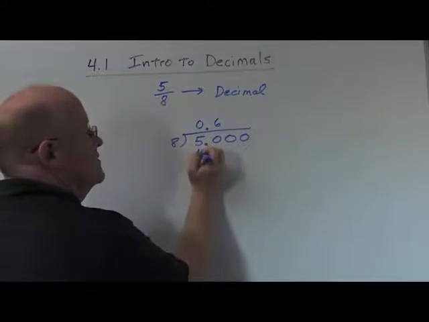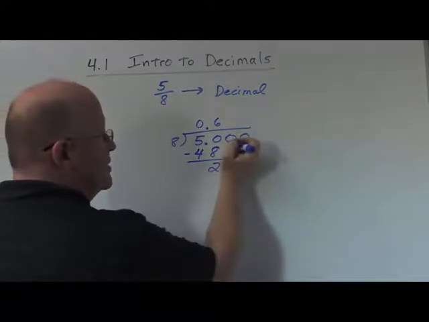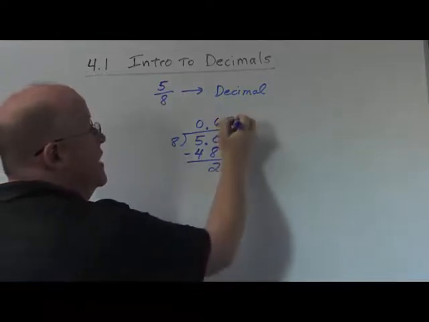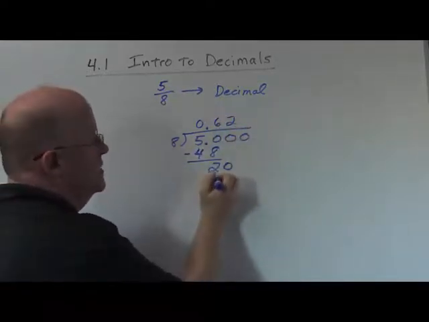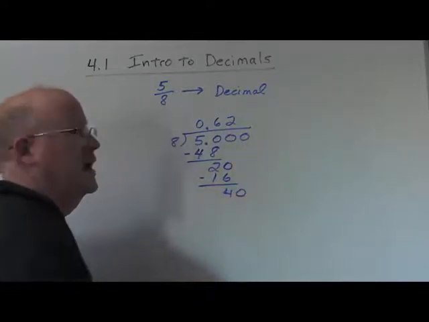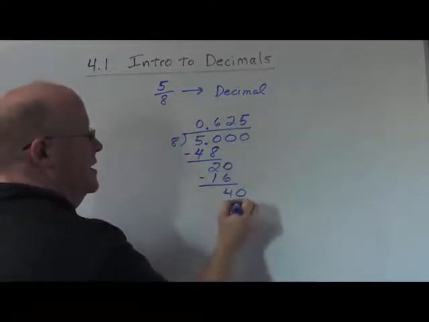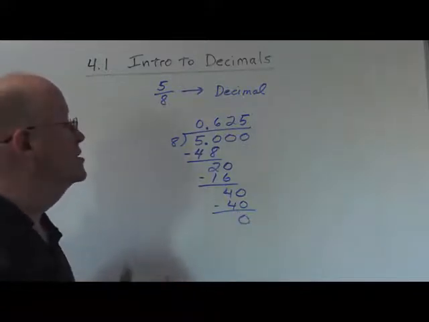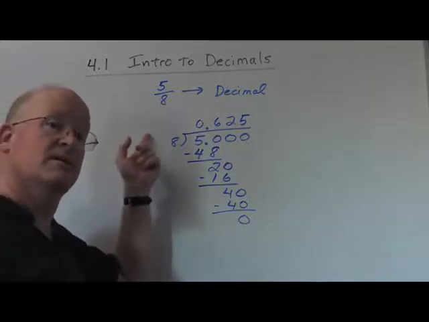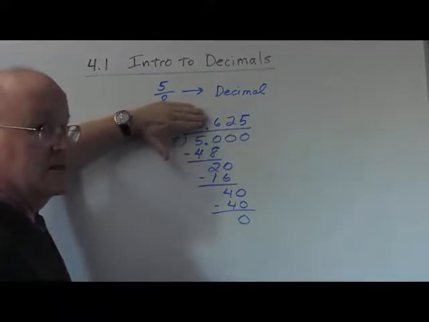6 times 8 is 48. So we would then subtract that 48 and get 2. We would then bring down this next 0. 8 goes into 20 2 times, and that 2 at the top times the 8 on the side makes 16. Subtract and get 4, bring down our next 0. 8 goes into 40 5 times exactly. 8 times 5 is 40, and we have no remainder when we subtract. So our answer, or the decimal form of 5/8, is 0.625.